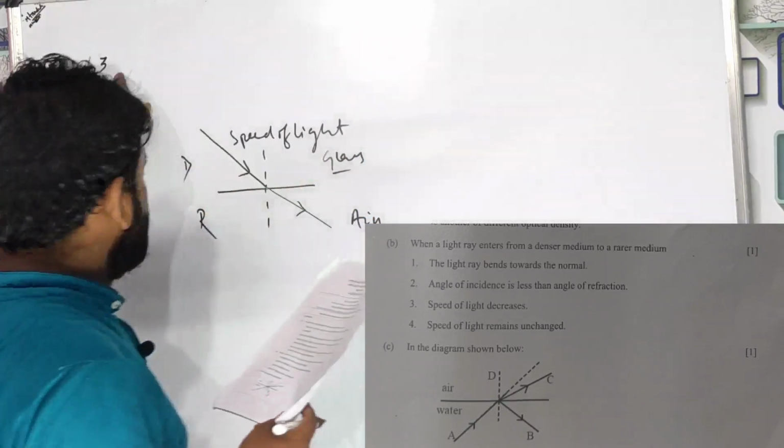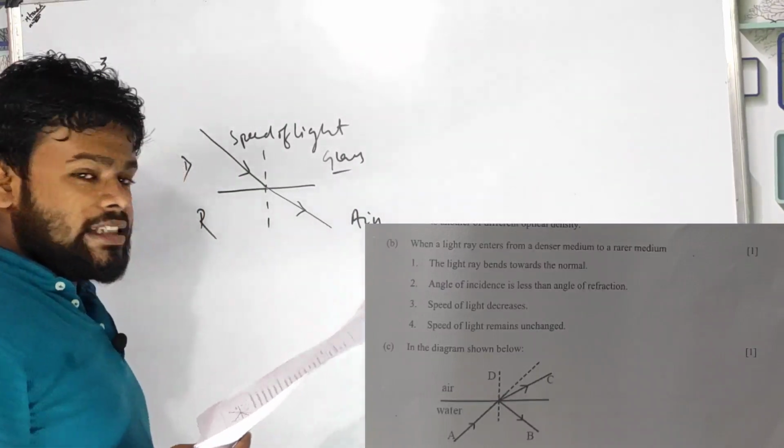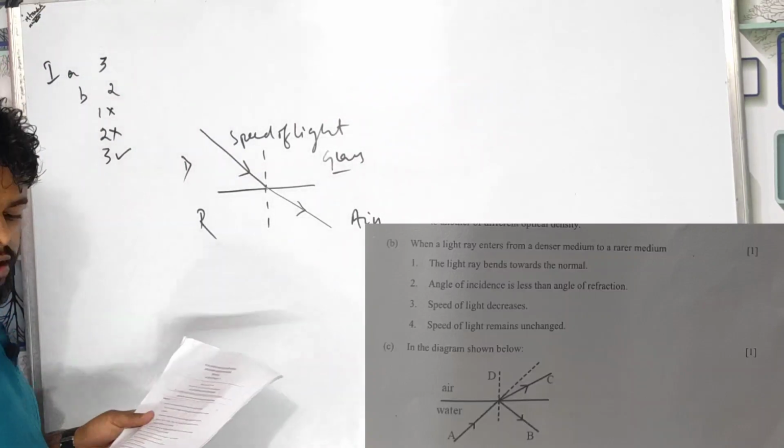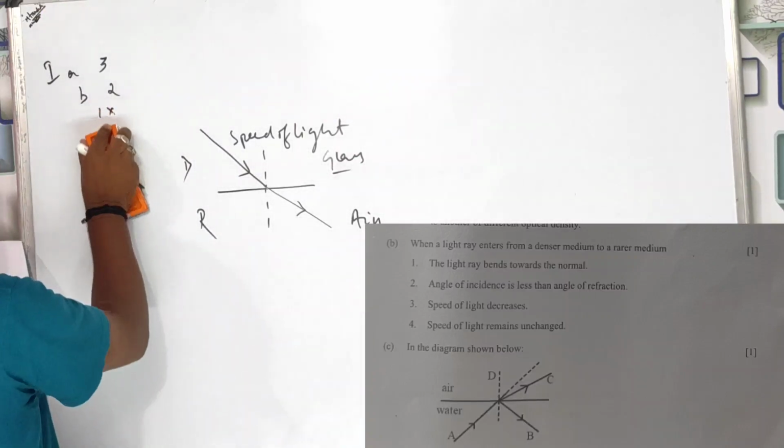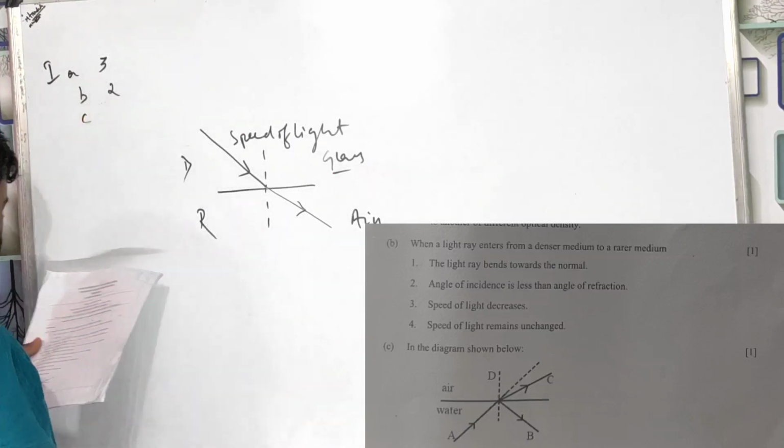The speed of the light changes. Number A is 3 and B is 2. Yes. Okay, let us see number C. So here we concluded that in C, let us see what happens.